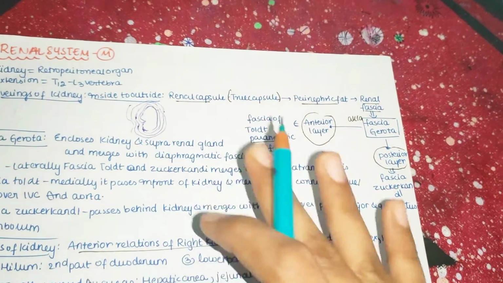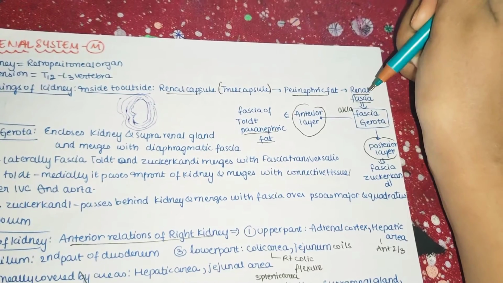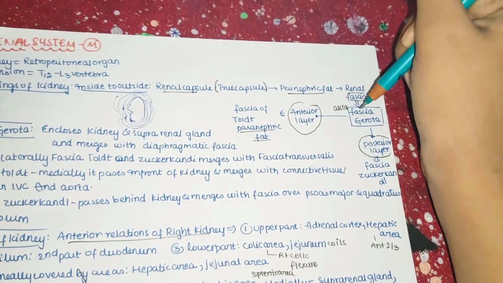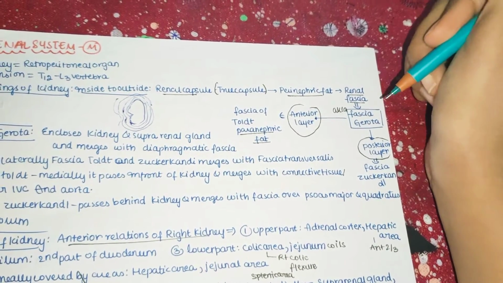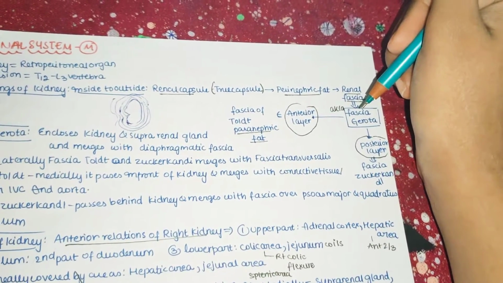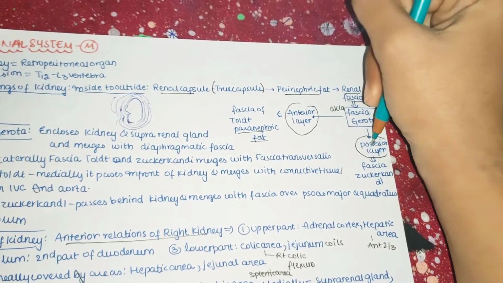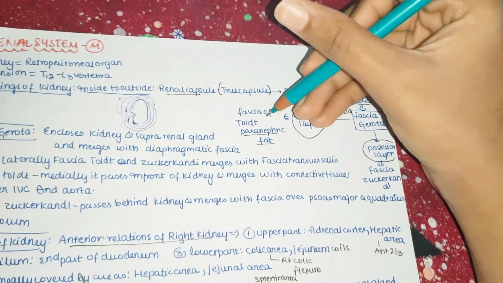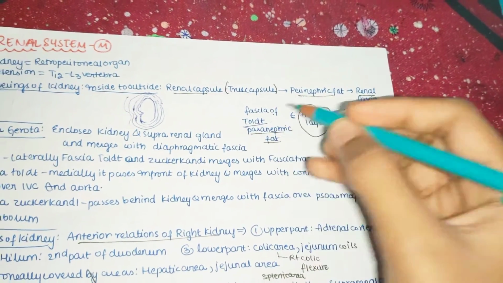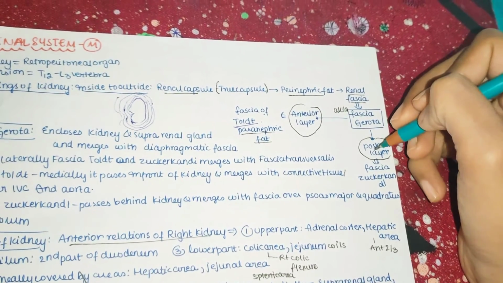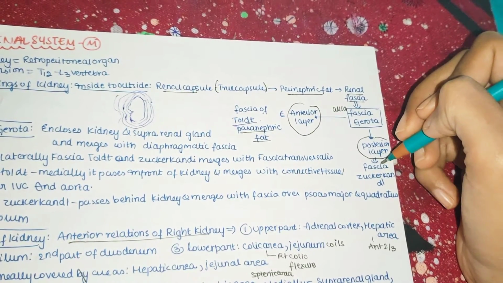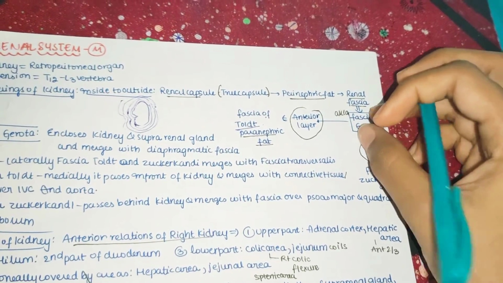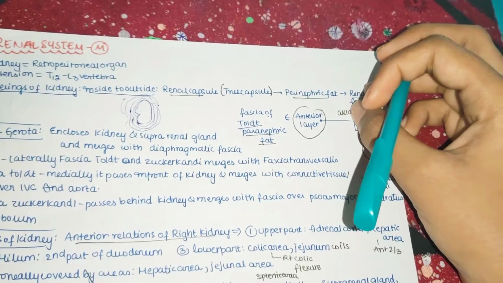Now let us see the divisions. The renal fascia is also called fascia Gerota, and this fascia Gerota is in turn divided into an anterior layer and a posterior layer. The anterior layer of fascia Gerota is called the fascia of Told. The posterior layer of fascia Gerota is called the fascia of Zuckerkandl. So this is about fascia Gerota, the other name of renal fascia.